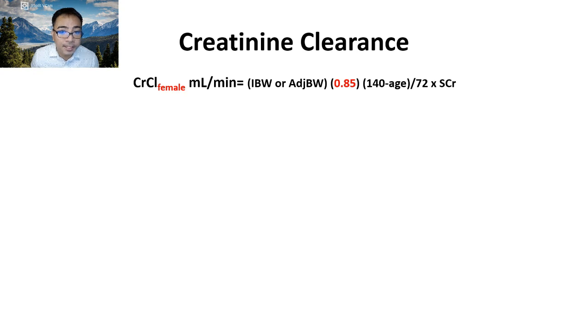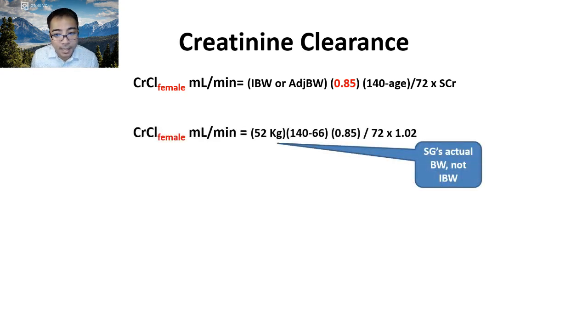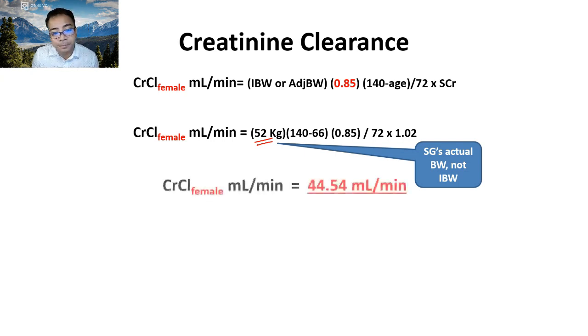So, yung creatinine clearance, class, apply the formula for a female. SG's actual body weight ang gamit natin, 52, hindi yung kanyang ideal body weight kasi mas mababa ang actual body weight. Ang kalalabasan class na creatinine clearance is 44.54 ml per minute, female.